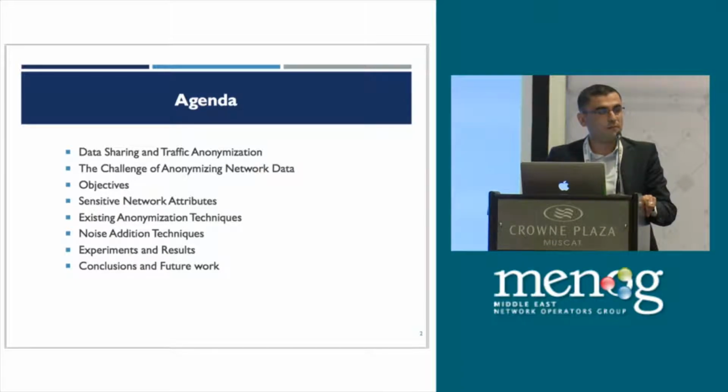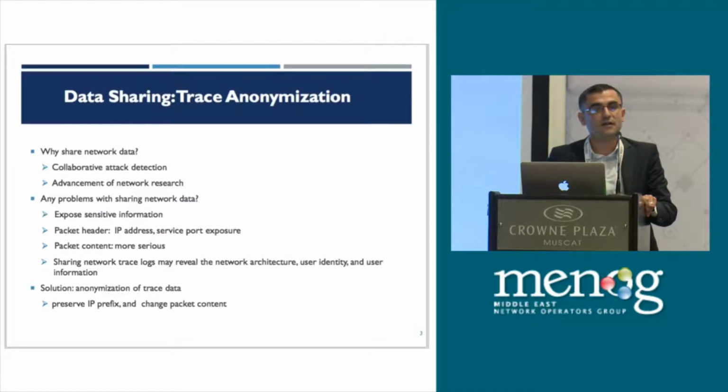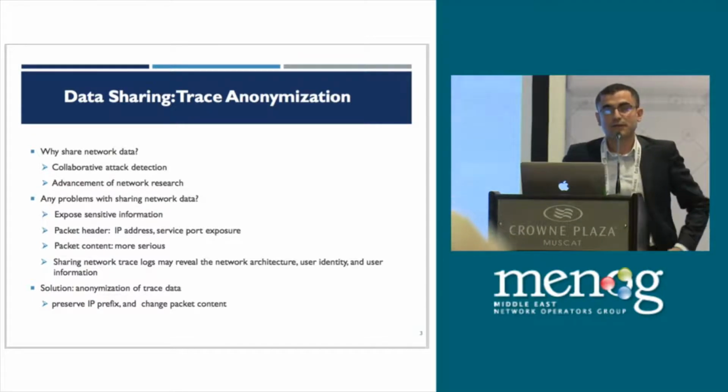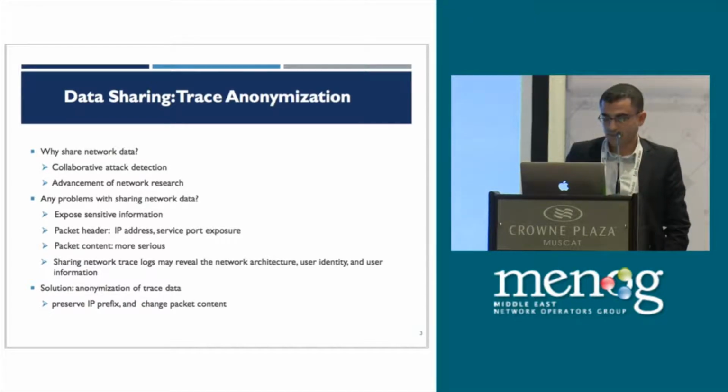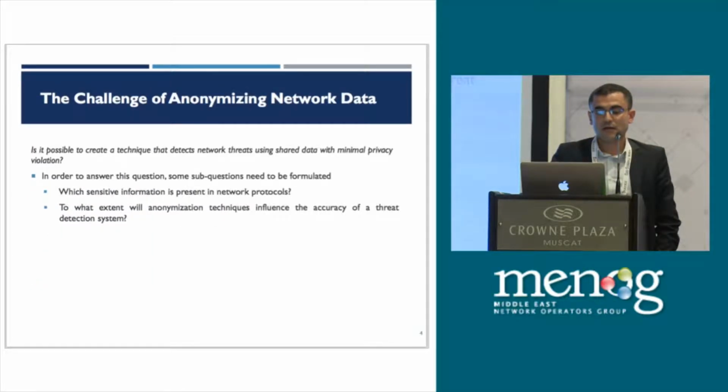So there are many benefits for sharing network data, for collaborative intrusion detection, and advancements of network research. However, nobody wants to share their data due to many reasons, including sensitive information and some privacy concerns. What is the solution? The solution is to do anonymization or encryption of network traffic. However, we want to do that anonymization in a way that keeps the data still useful for researchers and at the same time private enough for people who want to publish their data. So is it possible to create a technique that can still be used for threat intelligence or threat analytics while at the same time has a minimal privacy violation?